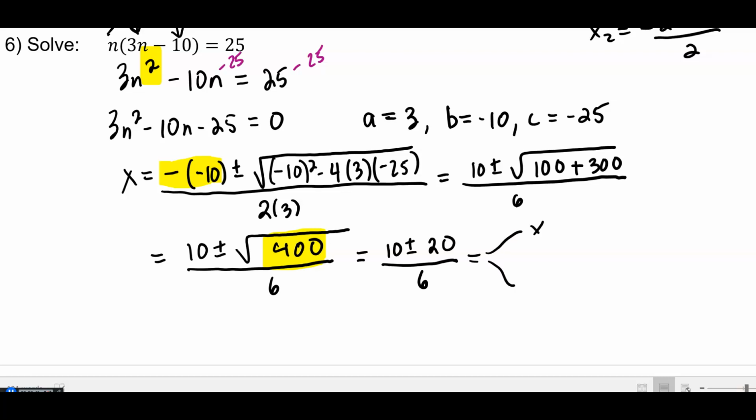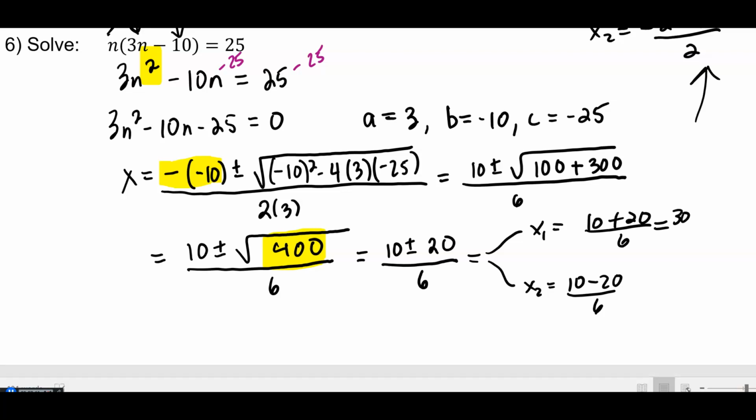So here we have 10 plus 20 over 6, and you also have 10 minus 20 over 6. So when you notice there are no radicals left in your problem, that's an indication that you could have factored the problem. When you notice, like above here, that we weren't able to get rid of those radicals, that's the case when you know that you could not have factored that trinomial. So we have 10 plus 20, which is 30 over 6, which equals 5, and 10 minus 20, which is negative 10 over 6, and we can reduce that to negative 5/3.